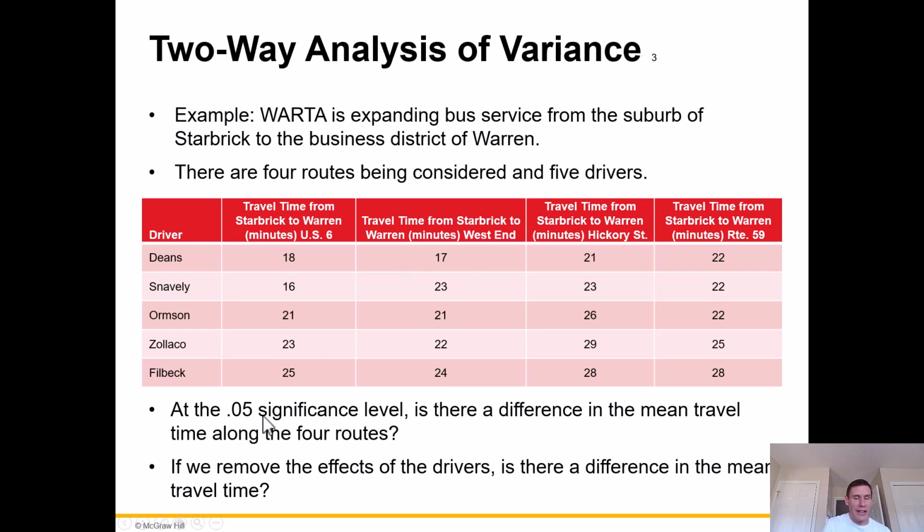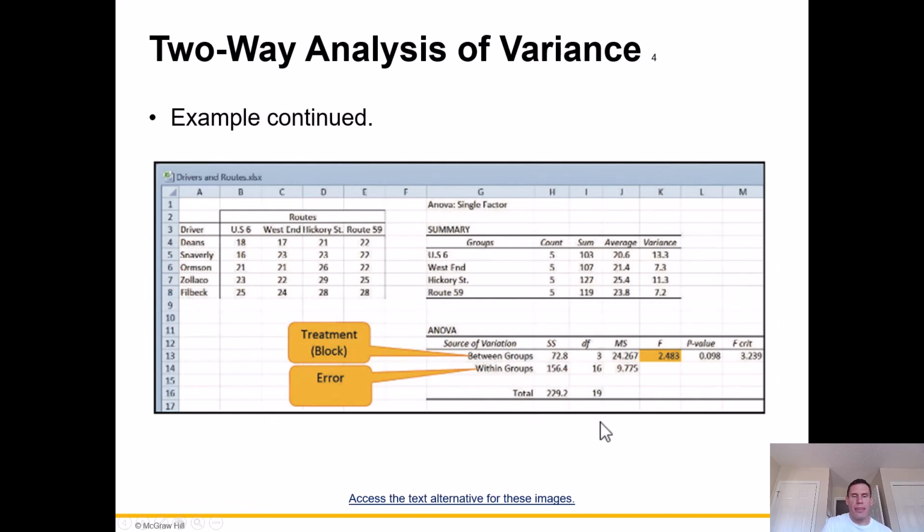So at the 0.05 significance level, so think about the alpha of 5%, is there a difference in the mean travel time along the 4 routes? And if we remove the effects of the drivers, so think about the drivers as maybe that blocking variable, is there a difference in the mean travel time?